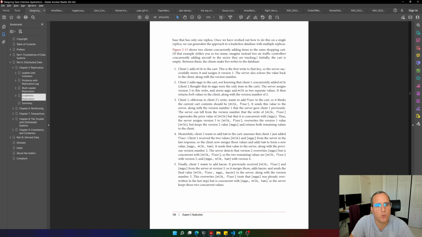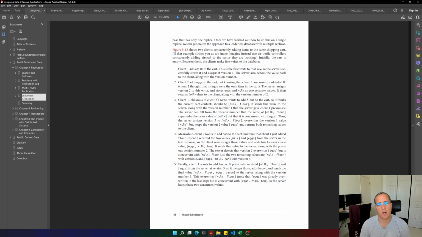Client 1, oblivious to client 2's write, wants to add flour to the cart, so it thinks the current cart contents should be milk, flour. It sends this value to the server along with the version number 1 that the server gave client 1 previously. The server can tell from the version number that the write of milk, flour supersedes the prior value of milk, but that it is concurrent with eggs. Thus, the server assigns version 3 to milk, flour, overwrites the version 1 value, but keeps the version 2 value and returns both remaining values to the client.